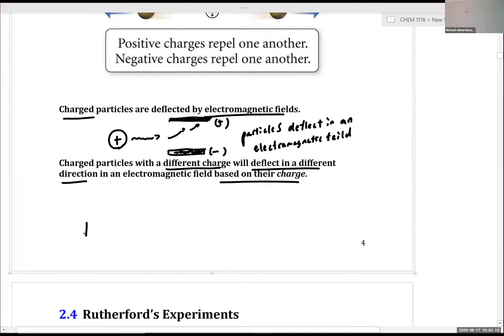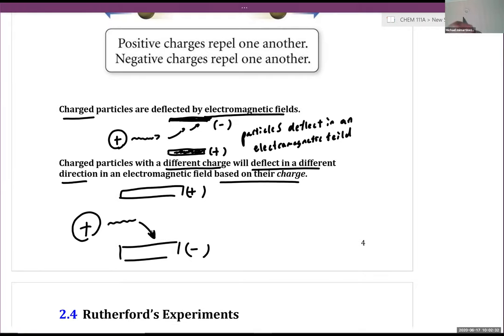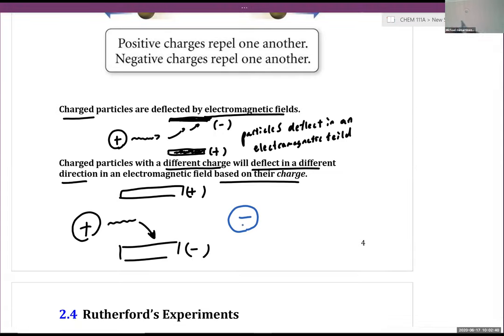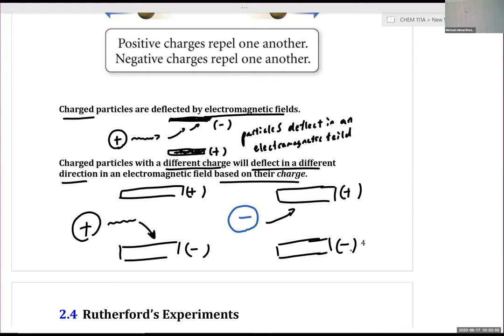So what do I mean by that? Suppose we have a positive particle and we have our plate. Let me flip that one moment. If we have a positively charged particle and we have a set of plates to generate an electromagnetic field, our positively charged particle will, for example, deflect towards one of the two plates. If we repeat this experiment, except this time we look at the deflection pattern of a negatively charged particle, what we will see is that the negatively charged particle will deflect in the opposite direction. So we can look at how these particles behave and deflect in an electromagnetic field to give us insight into the charge of that particle.